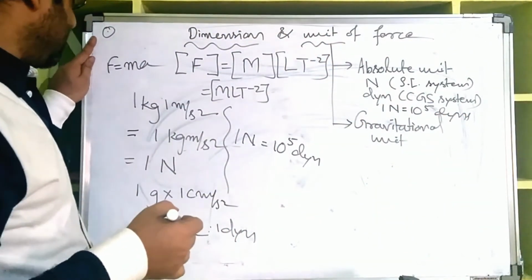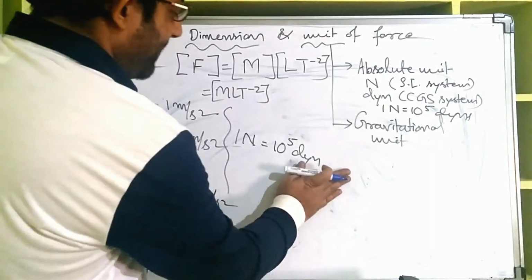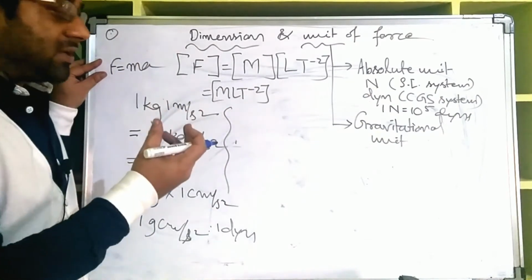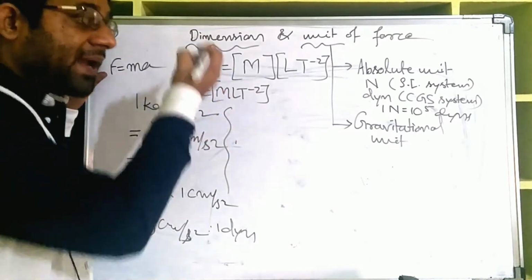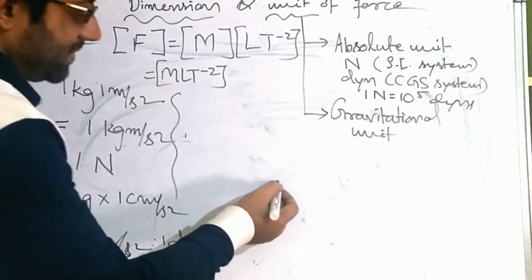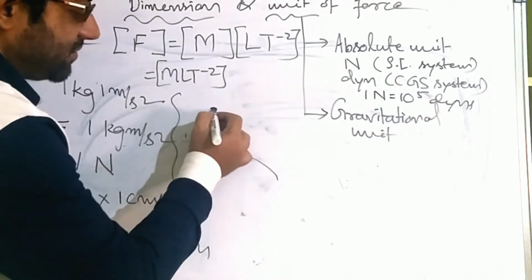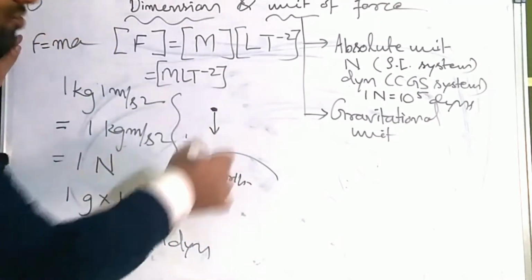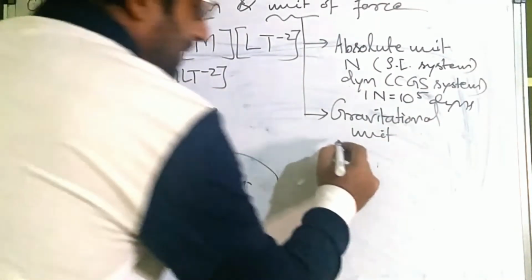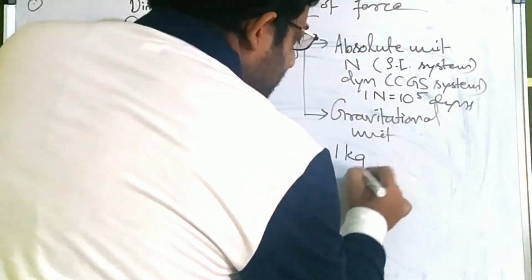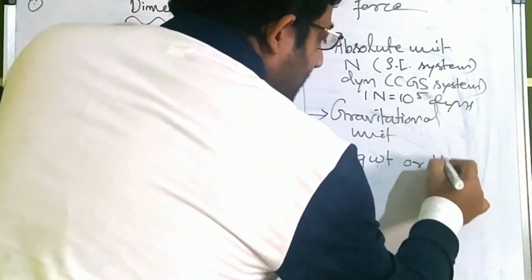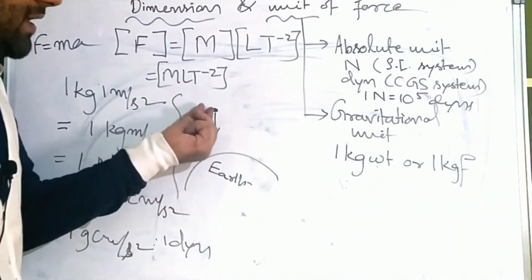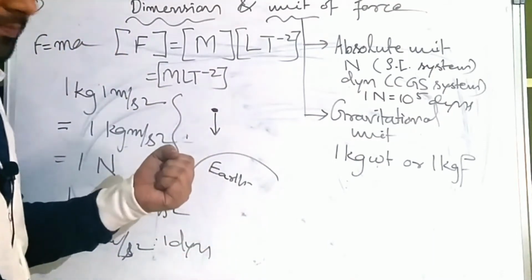Now what is the gravitational unit? The gravitational unit is the force with which a unit mass is being attracted by earth due to gravity. With what force is unit mass attracted by earth, that is called the gravitational unit, and that is written as 1 kg weight, or 1 kg force. That means with what force 1 kg mass is being pulled by earth.